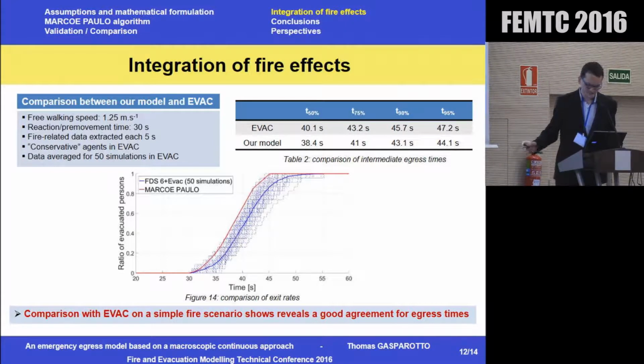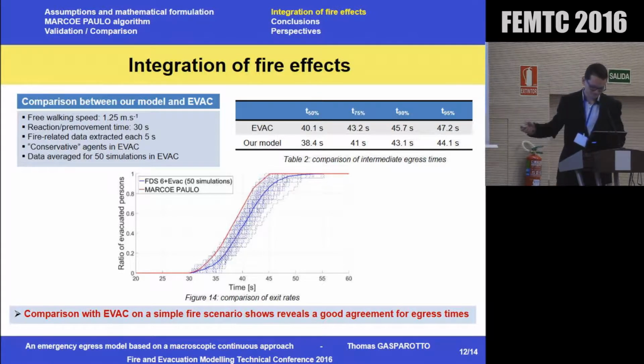The figure here shows the ratio of evacuated persons over time with EVAC, where the blue continuous line is the average for the 50 simulations, and the red curve is the solution computed by our code. Table 2 here represents a comparison between codes of intermediate egress times. So, for example, T50% is the time at which 50% of the population has evacuated the domain.